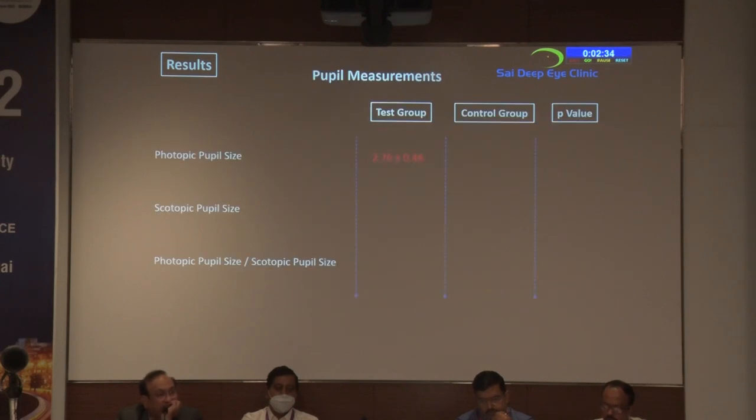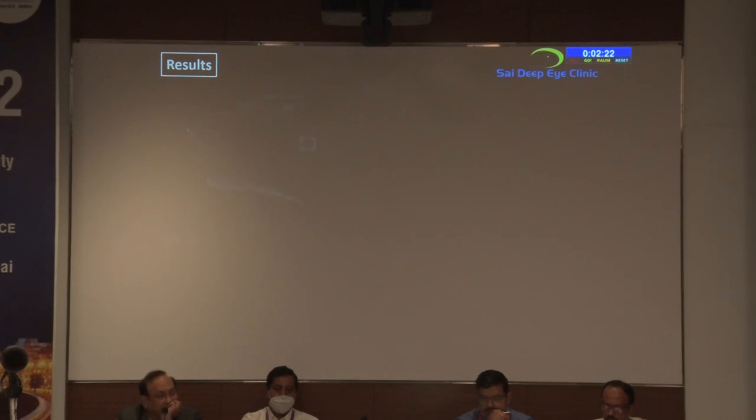Similarly, we also found on pupil measurements that the photopic pupil size was lesser in patients on tamsulosin, and the same with the scotopic pupil size. There was no significance in the ratio of the photopic to scotopic pupil size.